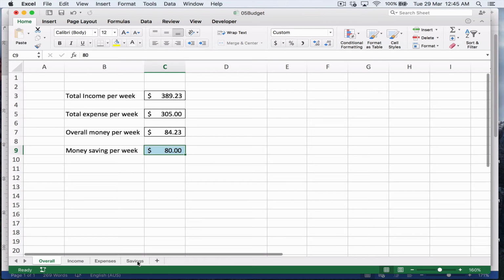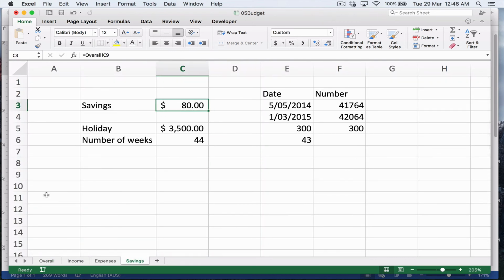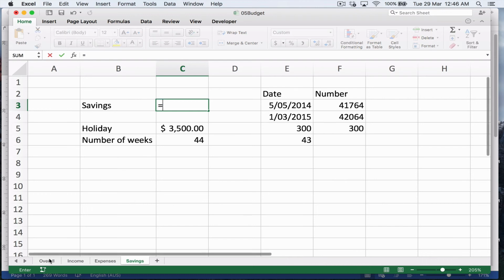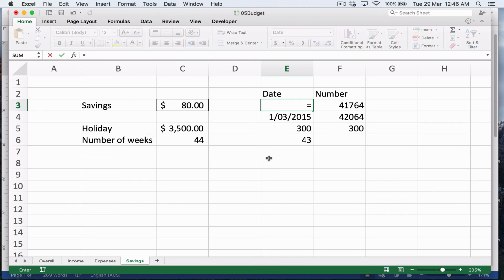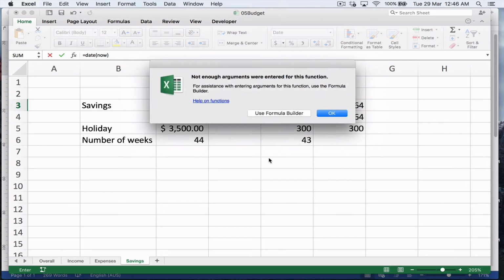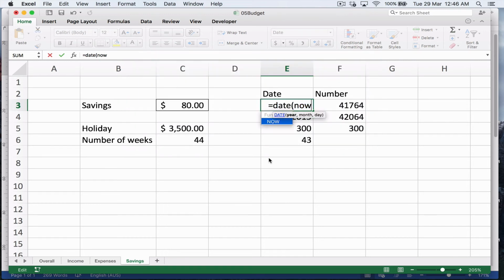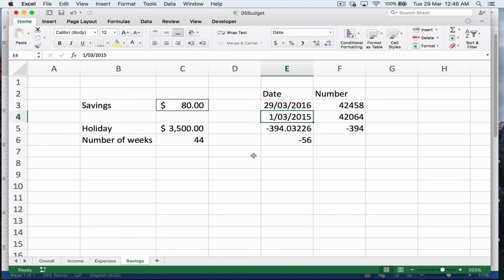Okay, now I'm going to go to my savings. So my savings, I'm pulling now from the other one. So I go equals what my savings are going to be. Okay, my holiday, I want to go on a holiday. I want to put in today's date. So here we go, equals date now. Oops, my apologies, equals now. Okay. And the holiday I'm planning on going on is in August this month, this year.